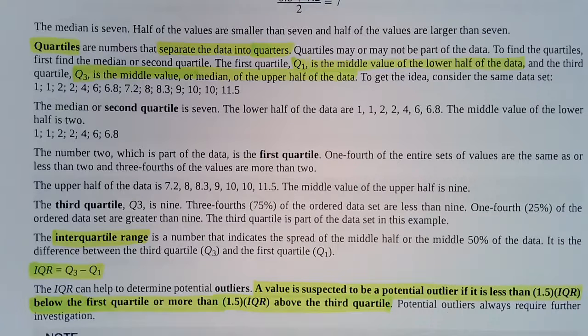Now to find the interquartile range, you take your third quartile and subtract the first quartile. In other words, that's the middle part of your data. So the middle 50% of your data is within your interquartile range.